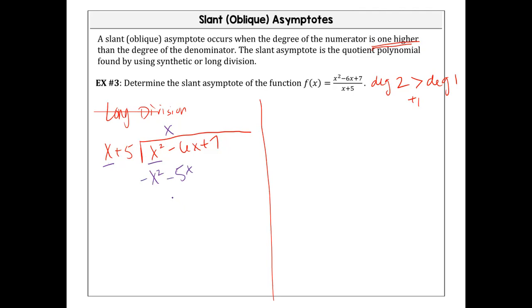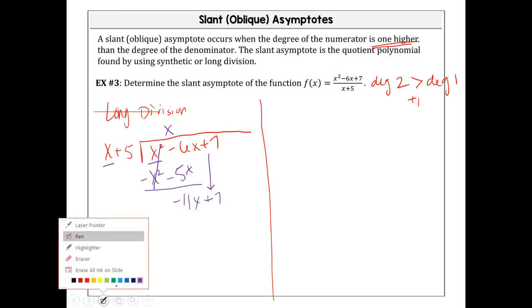How did you get the x? You divide and then you multiply your quotient times your divisor. So you divide the first x. So I multiply x times x, which is x squared. x times 5 is 5x. And when you subtract, that means you're changing the signs. So this was a plus, it became a minus. Subtract. And now I'm left with negative 11x. And then we bring down plus 7. And you repeat.